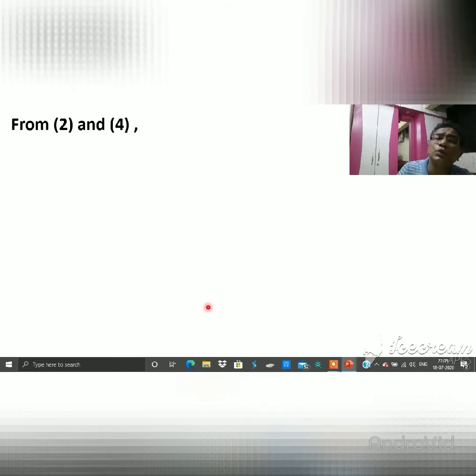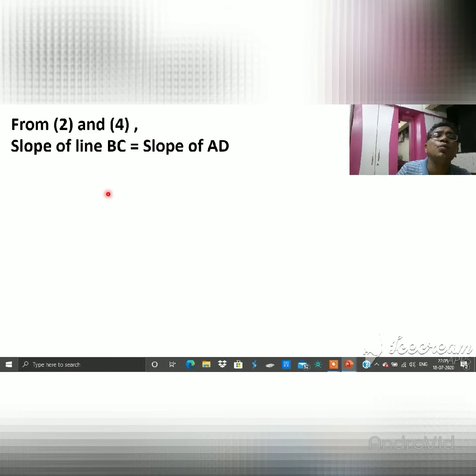So from equations 2 and 4, we also see the slope is 1 upon 3. So slope of line BC is equal to slope of line AD. What is the slope of line BC? 1 upon 3, so 1 upon 3 is equal to 1 upon 3. So line BC is parallel to line AD.